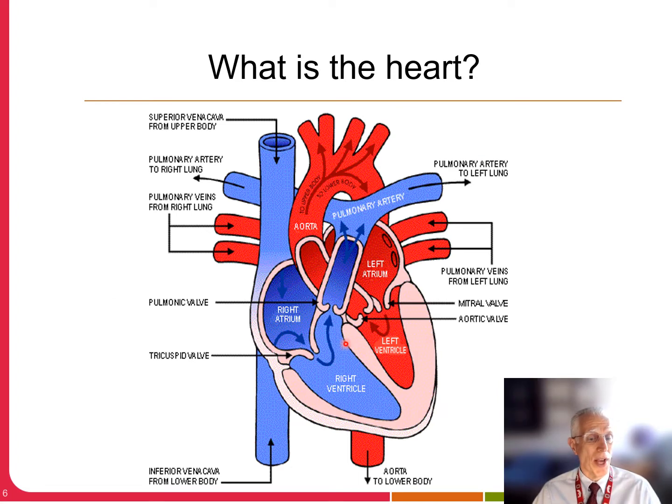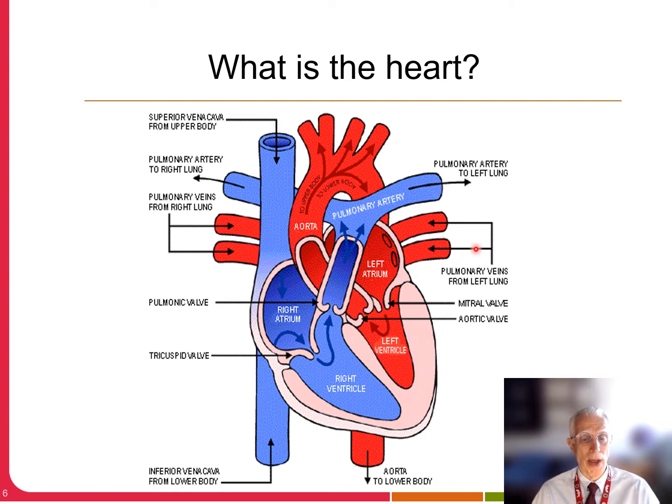So this is a picture of the heart. I hope you can see my pointer. The blue side of the heart here receives blood back from the body, the blue blood or blood without oxygen. It is sent from the right ventricle to the lungs. The lungs exchange carbon dioxide for oxygen.